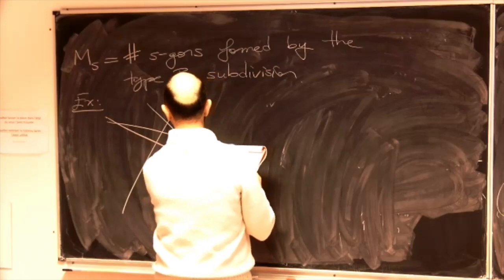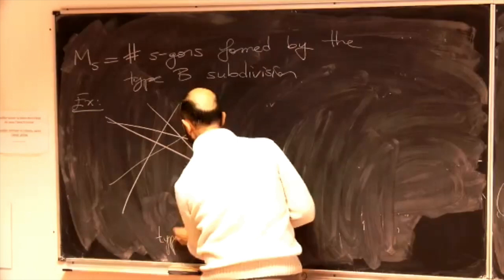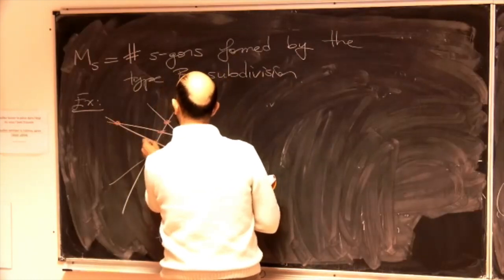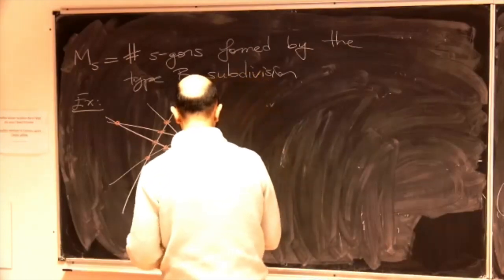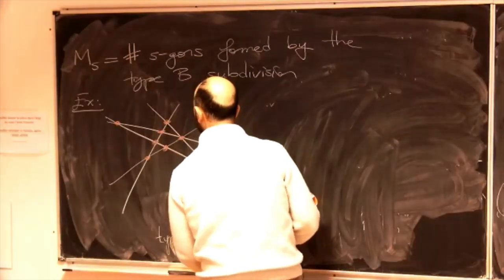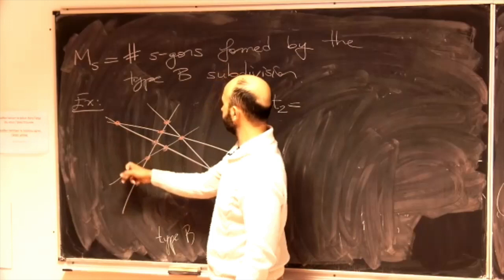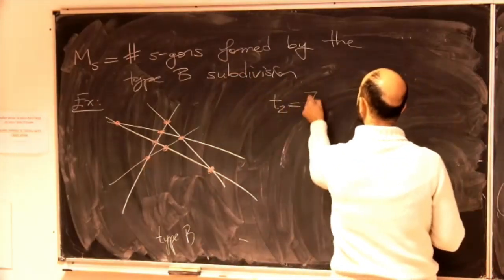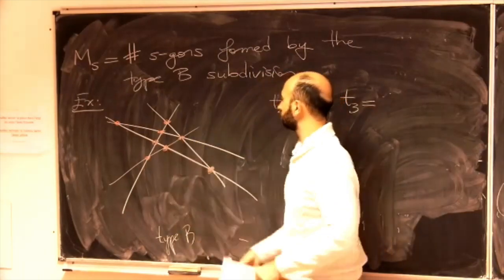So let's do something like this. Now, this is type B. So I have to mark all the intersection points. Now, for example, what's T2 in this picture? I just count the red points through which exactly two lines pass. So there's 1, 2, 3, 4, 5, 6, 7 of them. T3, there's only one point through which three lines pass. So it's this one. So T3 is 1.